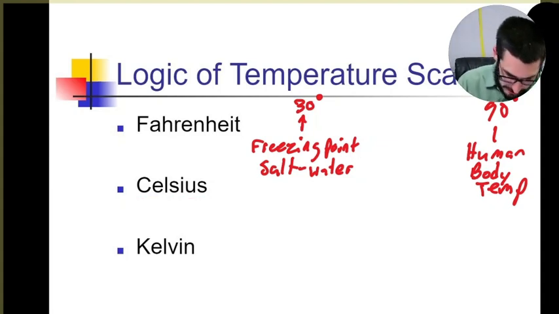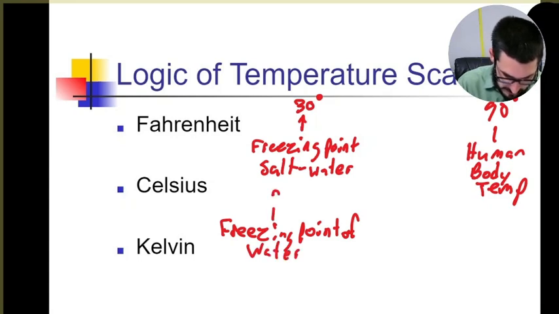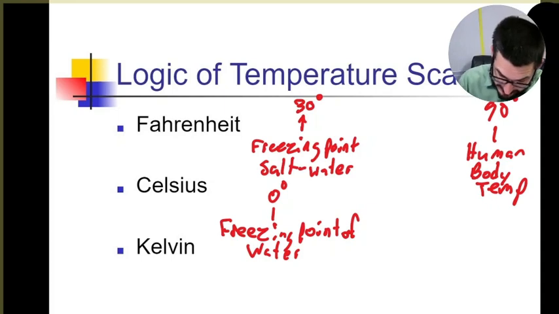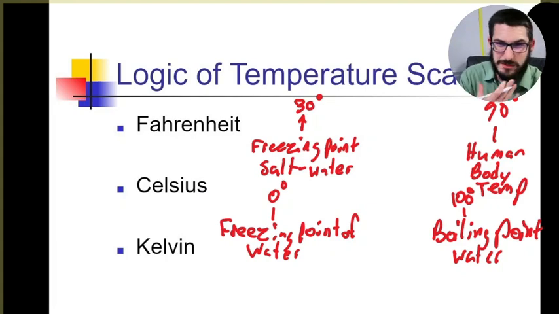Celsius, they took the freezing point of just plain water and said, okay, well, 0 is easy to remember, so let's make that 0 degrees Celsius, and then let's make the boiling point of water, let's make that 100 degrees Celsius. So that's going to be easier to remember.